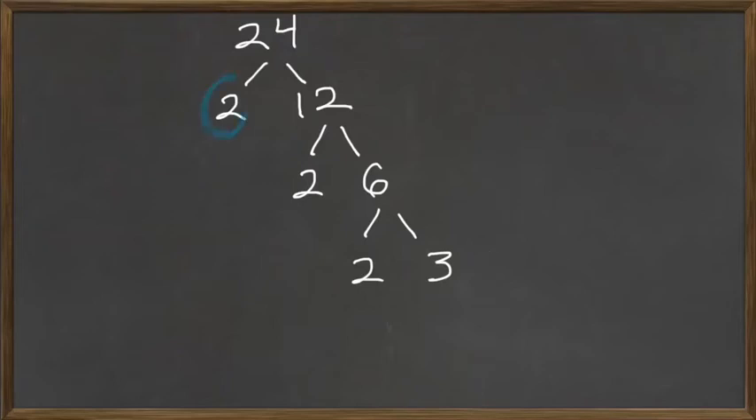We can't factor them anymore. So we could use the end branches, 2, 2, 2, and 3. And the prime factorization of 24 would be each one of those: 2 times 2 times 2 times 3.